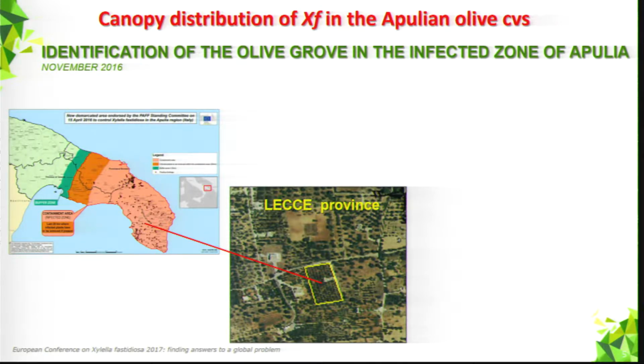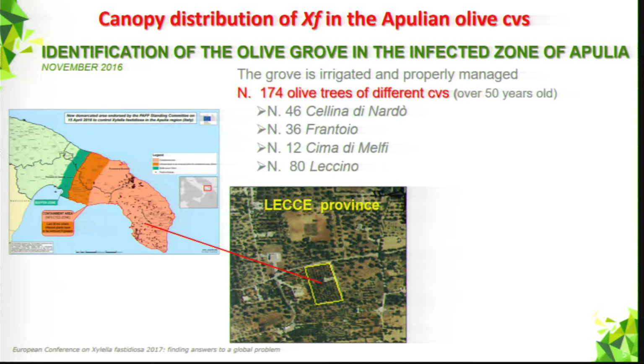So we identified an olive grove in the infected zone of Apulia, based on the official demarcated area, close to the first outbreak in Lecce province. The grove was chosen because it's irrigated and properly managed, so the trees are well managed, and it has about 174 olive trees of different cultivars, over 50 years old, representing Cellina di Nardò, Frantoio, Cima di Melfi, and Leccino.